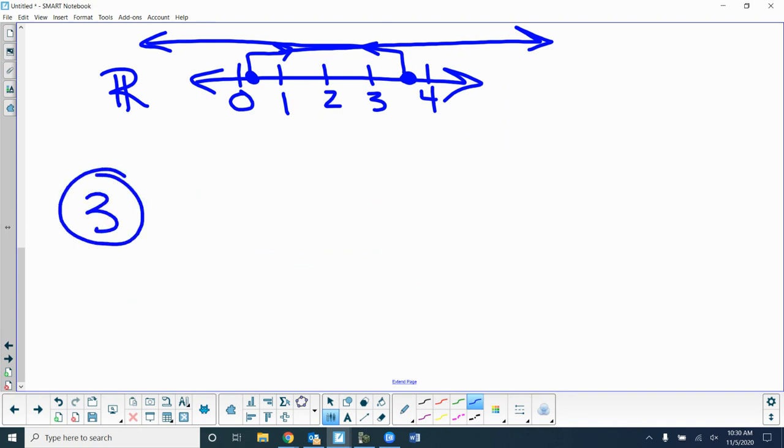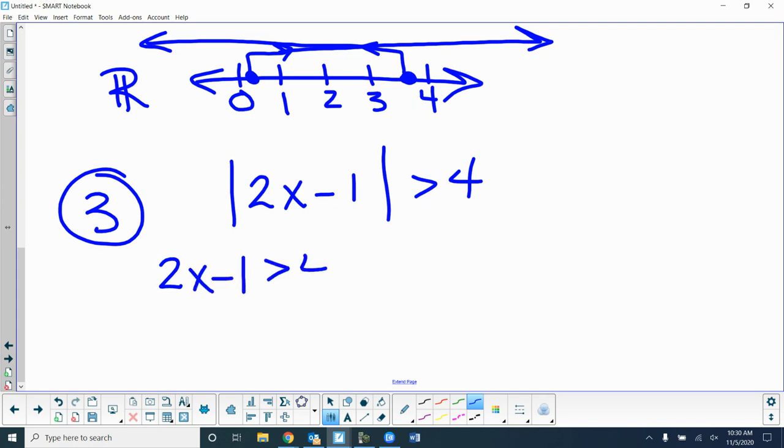Okay. Number 3, absolute value is also 2 problems, remember. Don't forget, every year I get a few kids forget there's 2 problems here. Greater than again, so it's an OR. 2x minus 1 greater than 4 is the first problem. And then 2x minus 1 less than -4. So we change the inequality symbol and the sign of the 4. And then we do both problems.